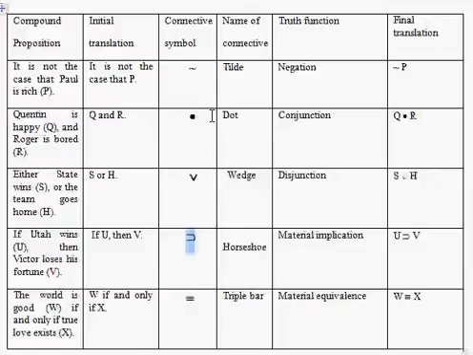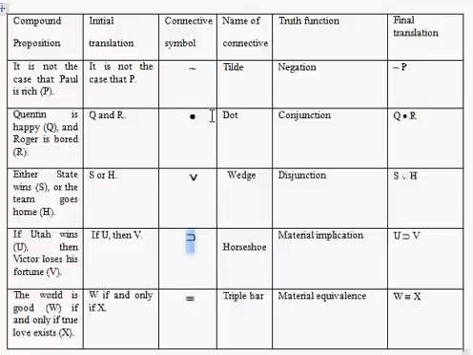The if part will always be the antecedent, and the then part will always be the consequent. And so if A then B would become A horseshoe B, or if Utah wins, U horseshoe Victor loses his fortune. The if-then relationship.